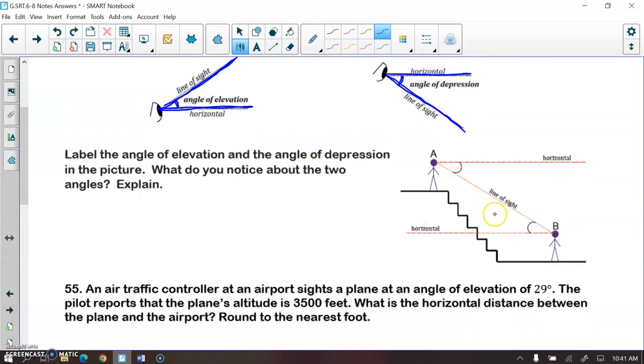So in this figure, there are some angles of elevation and depression. It says to label the angle of elevation and the angle of depression, and then what do we notice about the two angles? So let's start with person A. Person A is looking down at person B, and that's the line of sight that I just highlighted. The line of sight and the horizontal line create, for this one, an angle of depression because person A is looking down.